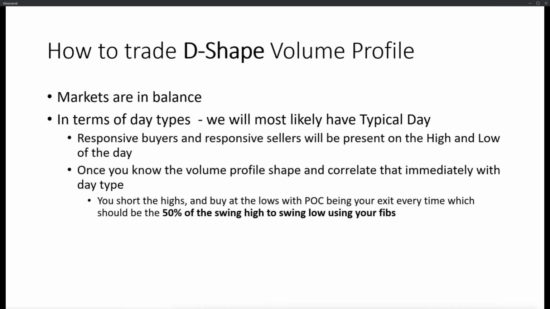So how to trade that? That means the market is in balance. You short the highs and you buy the lows. If you look at the bottom bullets here, responsive buyers and sellers will be present on the high and the low of the day. Once you know the volume profile shape, correlate that immediately with the day type. You short the highs, buy the lows, with POC being your exit. So if you're shorting value area high or the high of the day, you want to know where the 50% or the POC is, so you know where you should get out with your long or short.